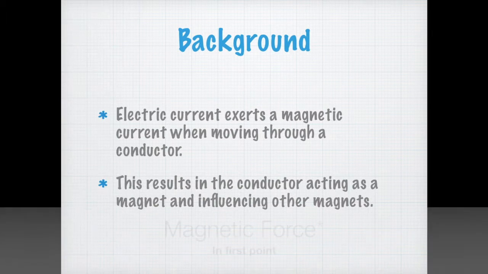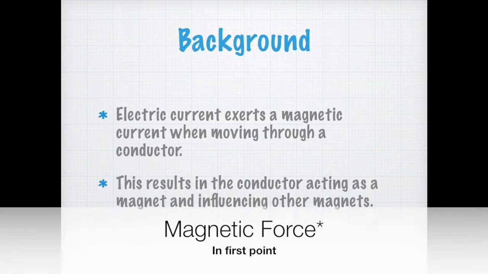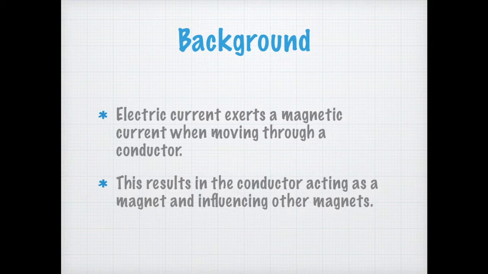So an electric current exerts a magnetic force when moving through a conductor. This results in the conductor acting as a magnet and influencing other magnets. So this has been explained in detail in the first video. So basically what I want to say is that electric current actually exerts a magnetic force. It basically makes the conductor a magnet when it is moving through the conductor.